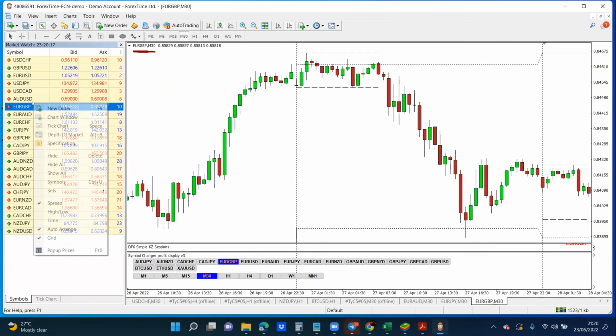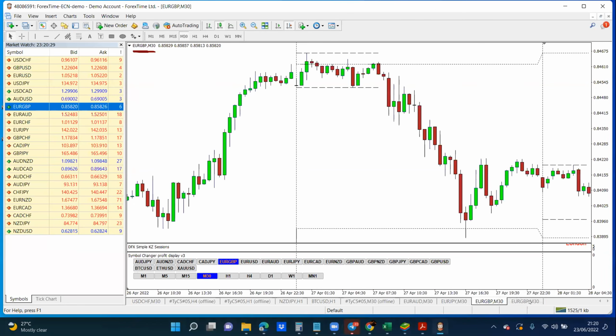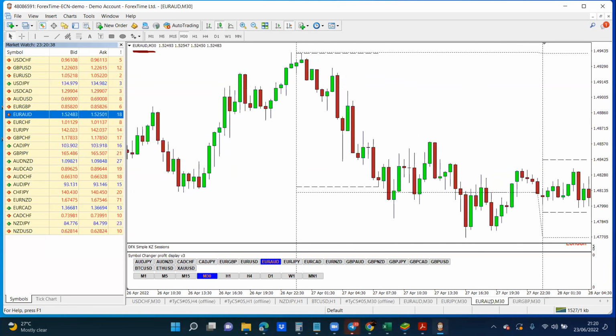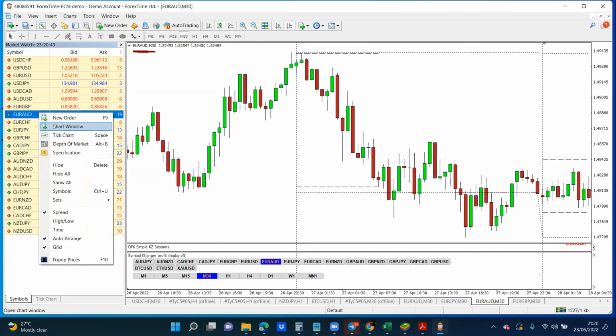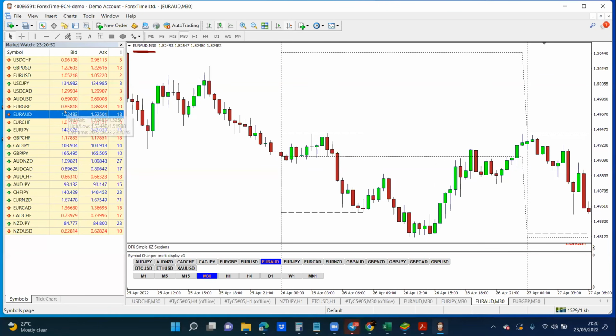Second way, right click on EUR/GBP and simply click on New Chart, or click on Chart Window. It opens a separate chart while still keeping the previous one. You see, it opens a separate chart while still keeping the previous one. So if I want to open EUR/AUD, two things: I can drag EUR/AUD here, and then this changes to EUR/AUD, or I can right click and say chart window, and I have a new chart. You can have as many charts as your memory would allow you.